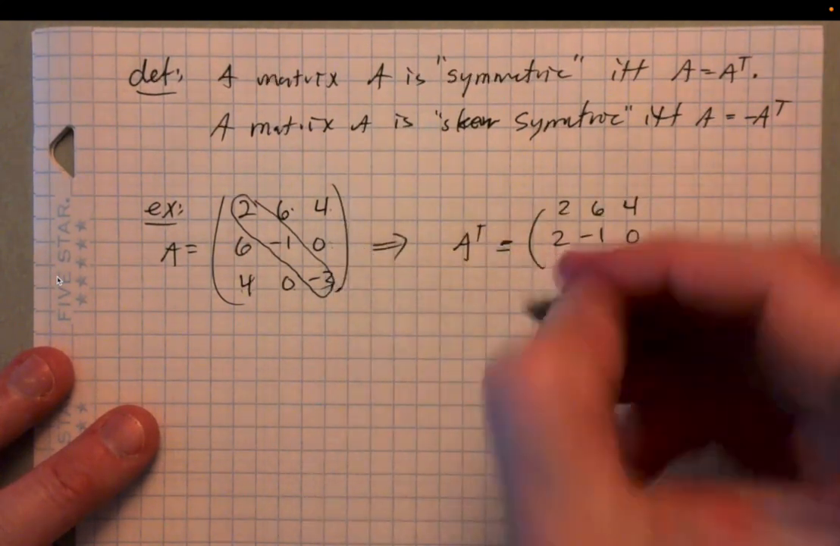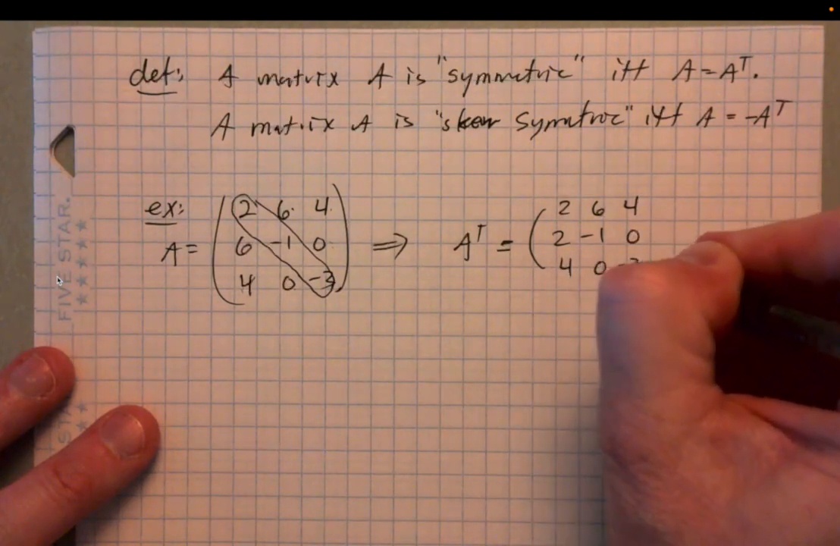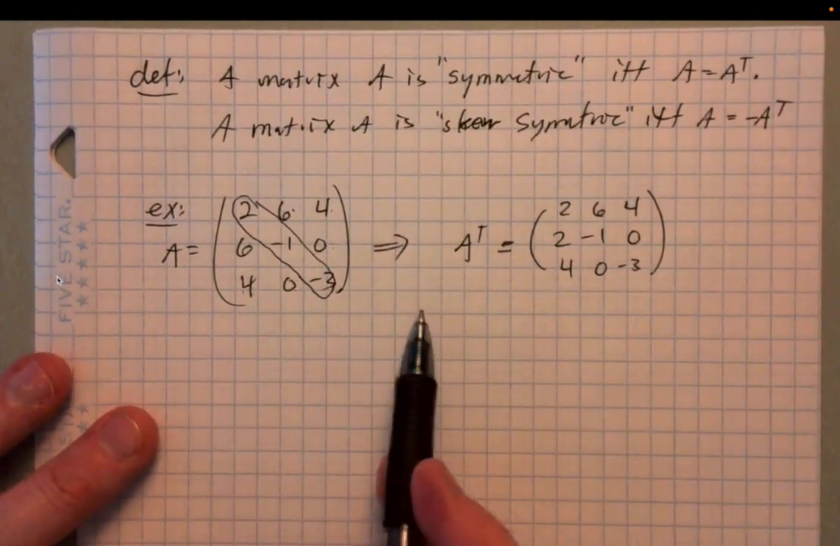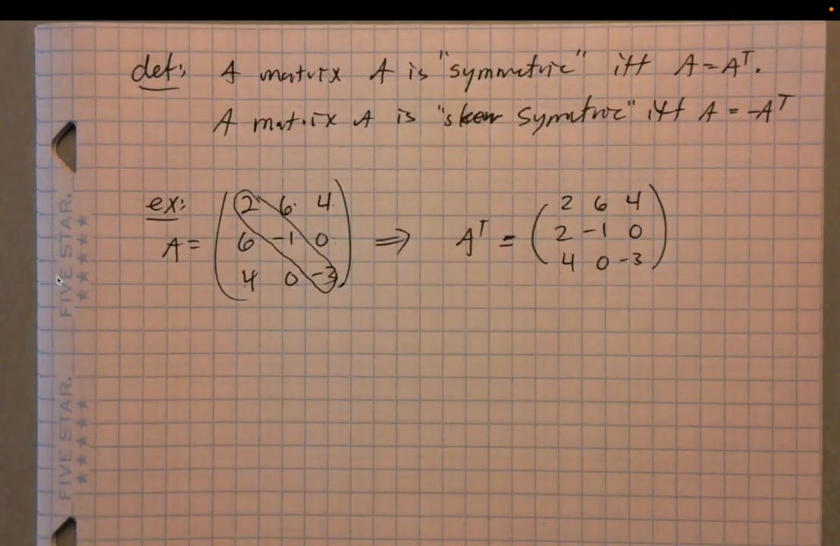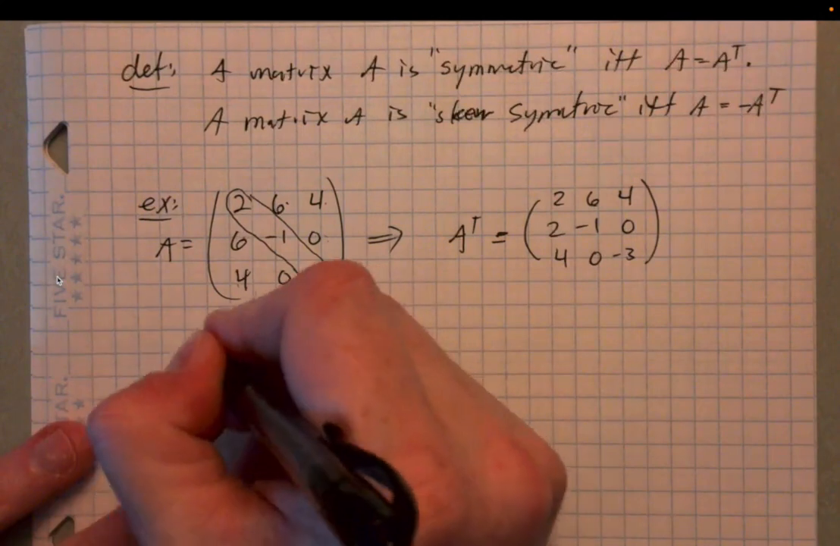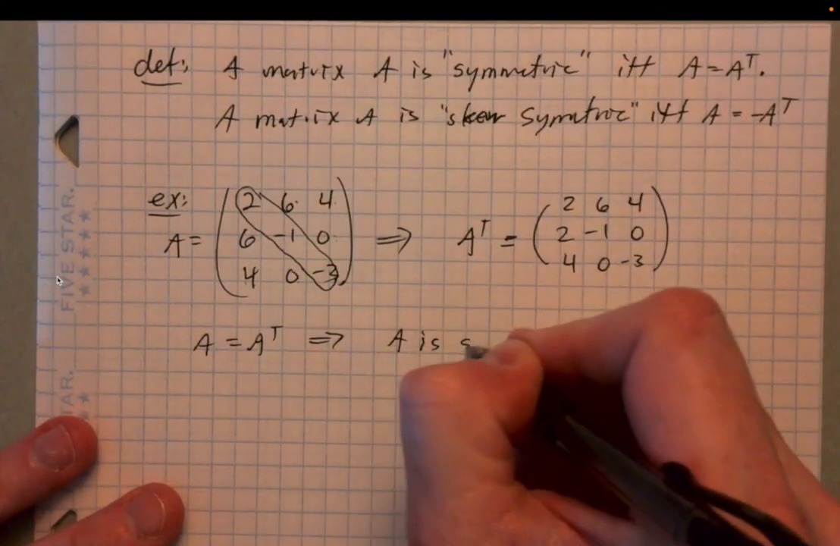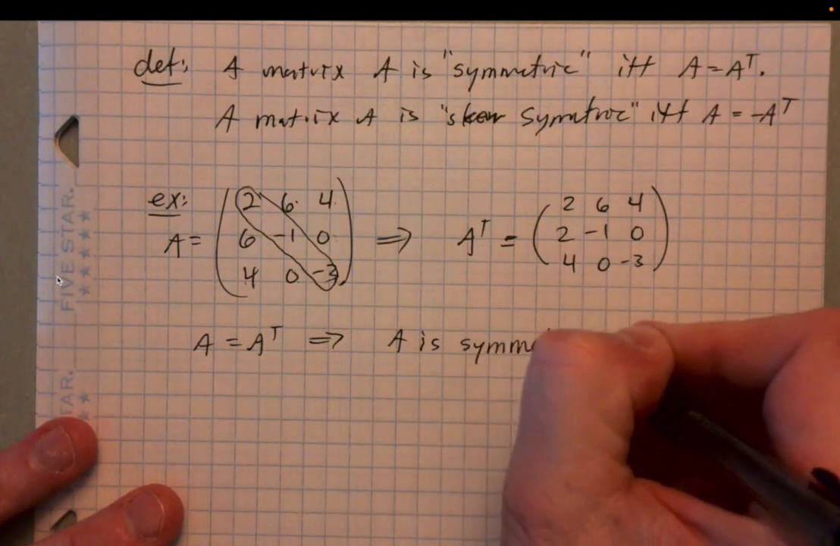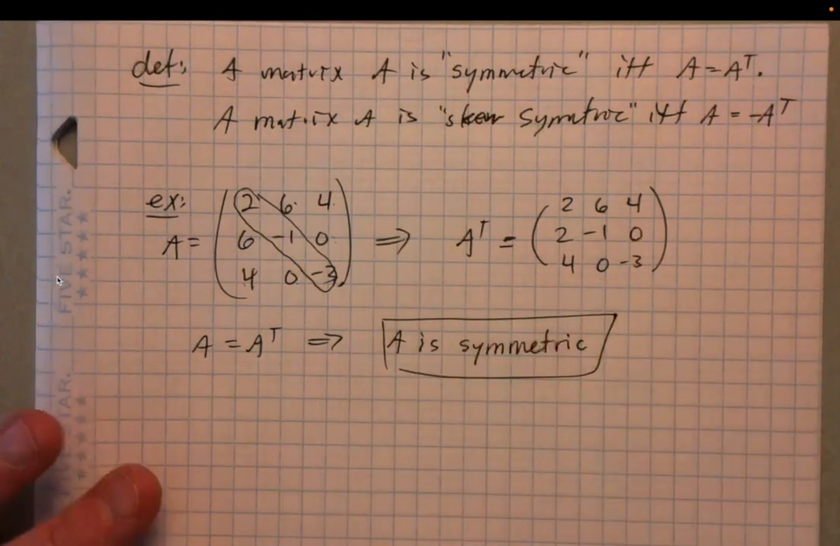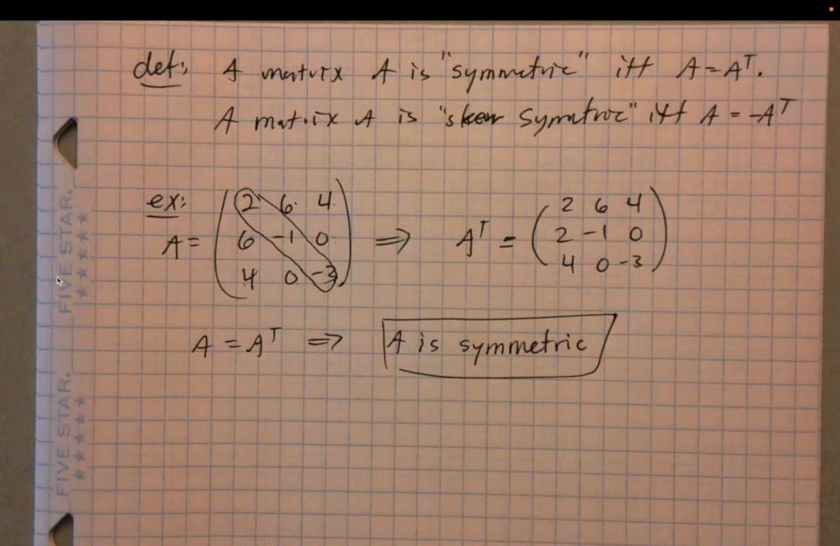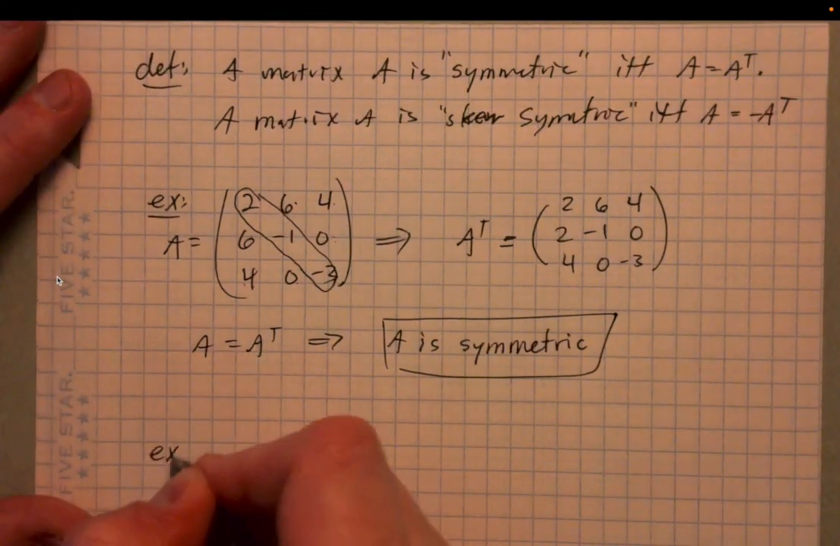4, 0, -3 becomes my new third row. Right now what you'll find is that the entries exactly correspond, because of the symmetry. So A equals A^T implies A is symmetric. Now that's the idea of a symmetric matrix, and by definition we say it's symmetric if it's equal to its own transpose. Here's another example.